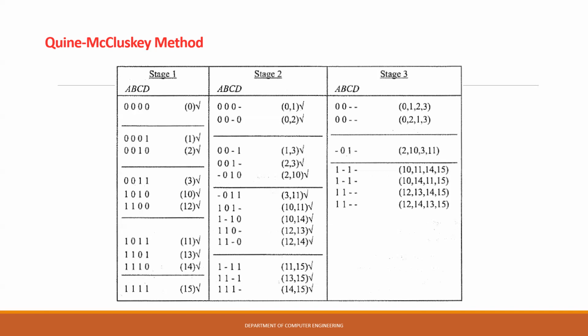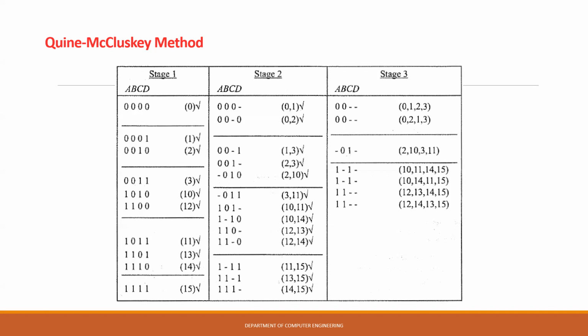the min-terms are represented as 0, 0, dash, dash. Two groups are given, but both groups are one and the same: 0, 1, 2, 3, and 0, 2, 1, 3. We can write this group by only one because they contain the same min-terms and the representation is also the same. That is 0, 1, 2, 3. This is the single group from the first group of stage 3.